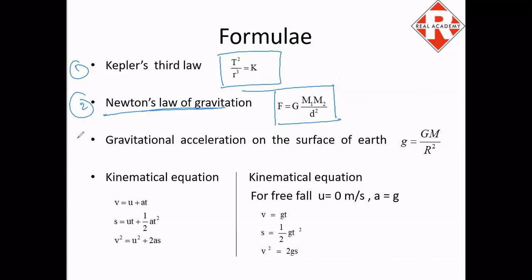Now the third formula is the acceleration due to gravity, right? And that is given by g is equal to GM upon r square, where G is the gravitational constant, M is the mass of the earth, and r is the radius of the earth. Now the next that we should see are the kinematical equations used.